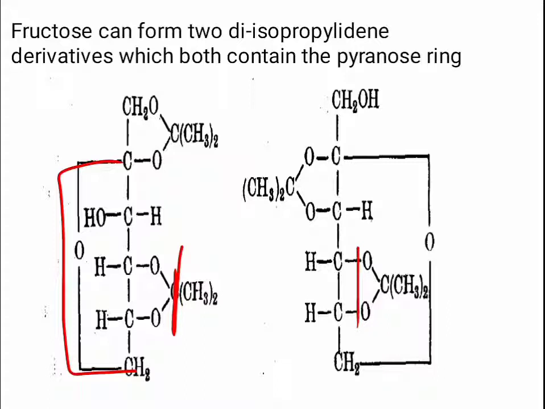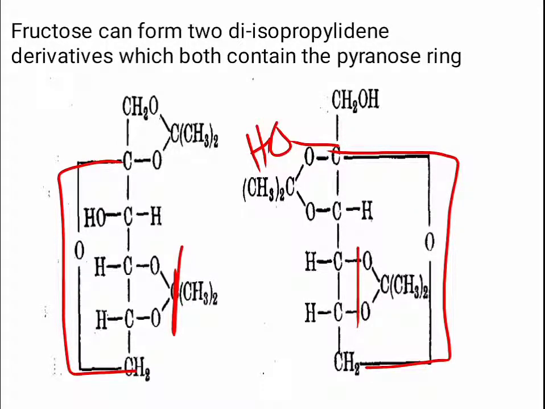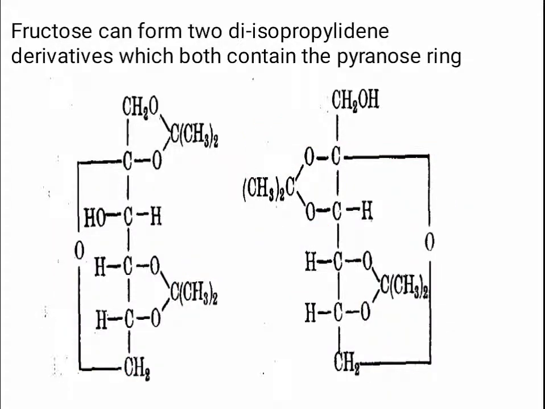But if the ring closes from the right hand side, then this OH will be on the left. Now if this OH is on the left, you had one OH here on the left, that means this OH is on the left. So now these two OH will be cis. That's why these two can condense to give the derivative. So in case of fructose, there are two possibilities.